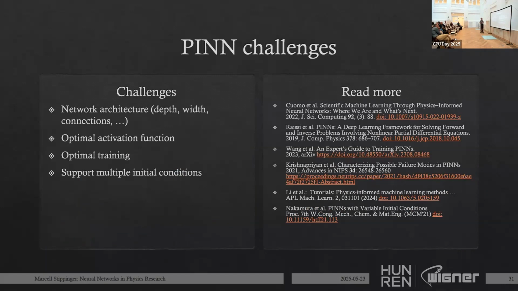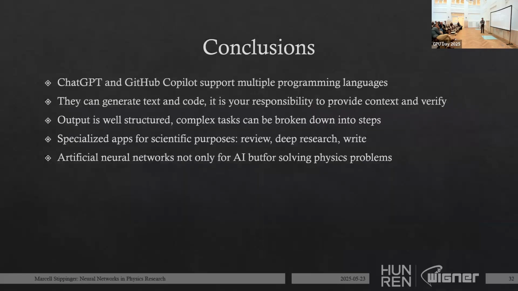There are some challenges, which are the optimal network architectures, activation functions, how to train them, and also, in this formalism, we train the network to solve for specific initial and boundary conditions. So we get a solution complementing our data. But there are some attempts to handle multiple initial conditions as well, so to get a general solution to our problem.